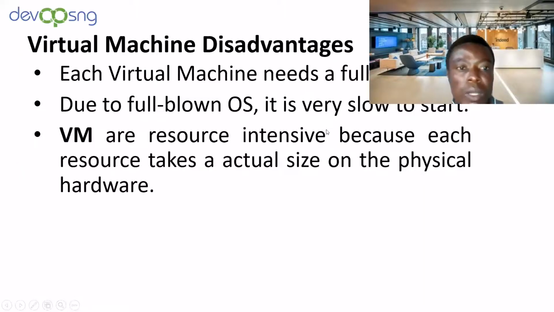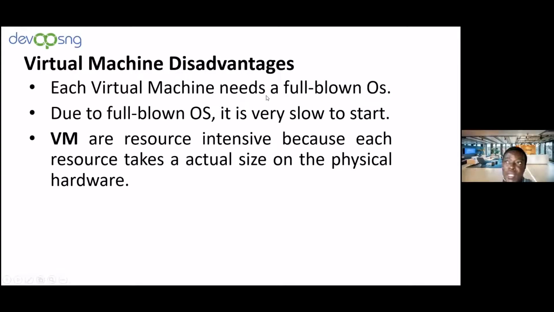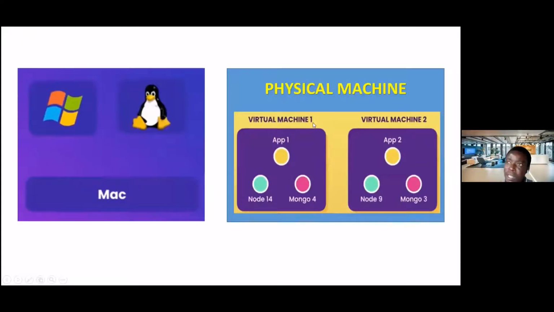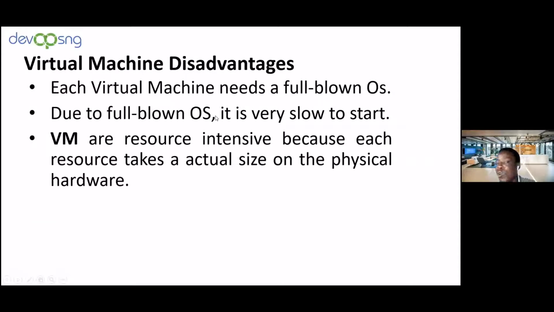Now, each virtual machine needs a full-blown OS. Which means when you have this particular virtual machine 1, you have to install a full setup of another operating system, which also takes space. And due to the full-blown OS, it is very slow to start. Virtual machines are resource intensive because each one takes actual size on the physical hardware.